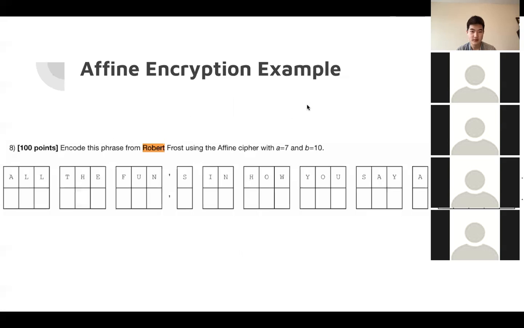Okay, so now we have an example for encryption. One thing that's always easy to start off with is A. Or actually, first, probably just tell me in the chat what A equals 7 and B equals 10 means. Like, how would I form that into an equation? Why is that important to me?